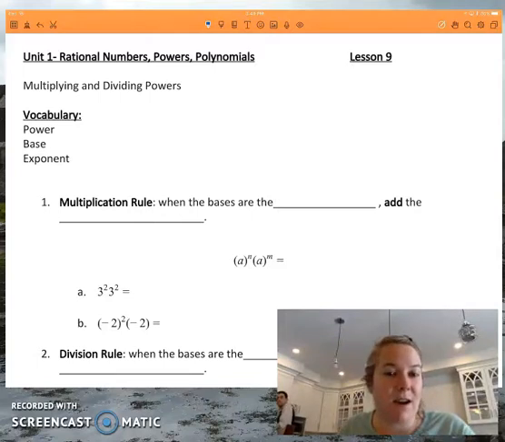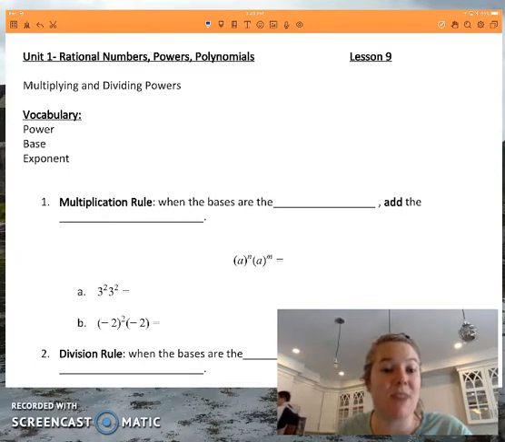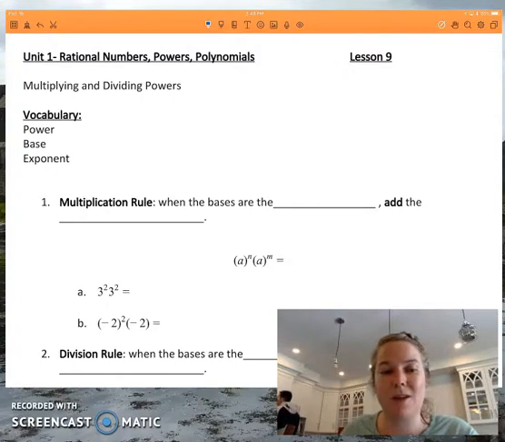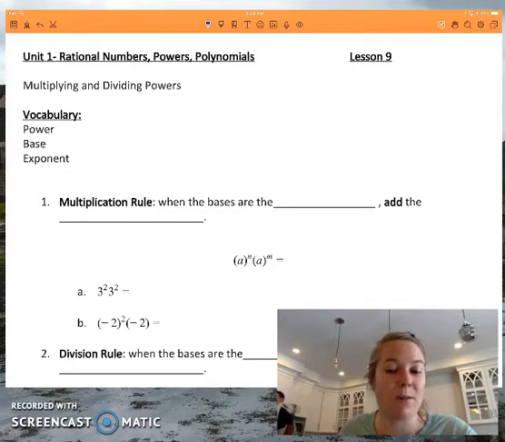So this is lesson 9, continuing on with the second section of unit 1, which is powers. Today we're going to be talking about multiplying and dividing powers. Again, we have a little bit of vocabulary. This vocabulary is vocab we've already been using.